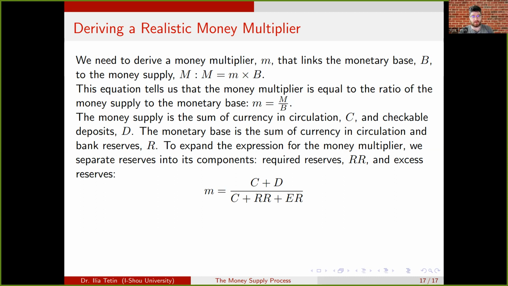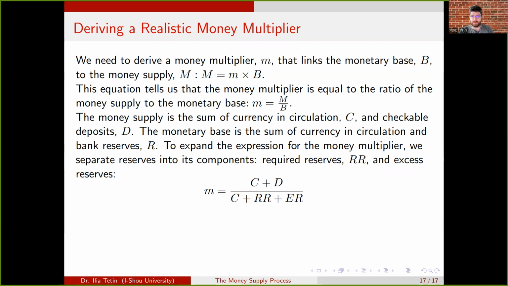What does R mean? R is made up of required reserves and excess reserves. So R is RR plus ER. This is reserves, this is currency, this is currency, this is deposits. So the whole formula transforms to this relation.